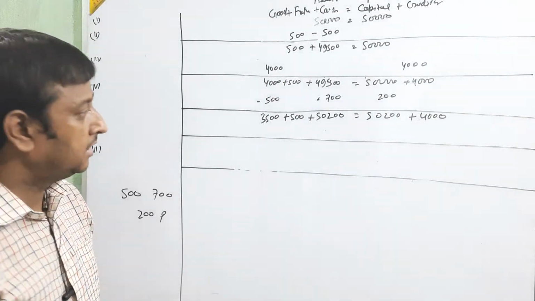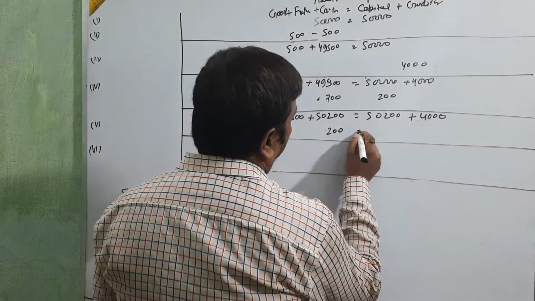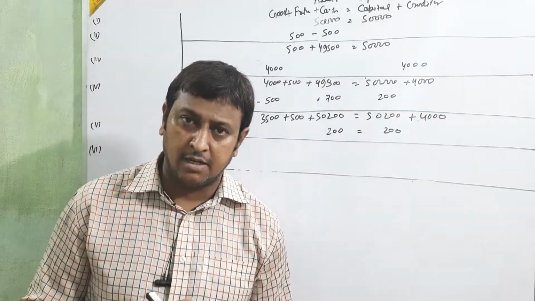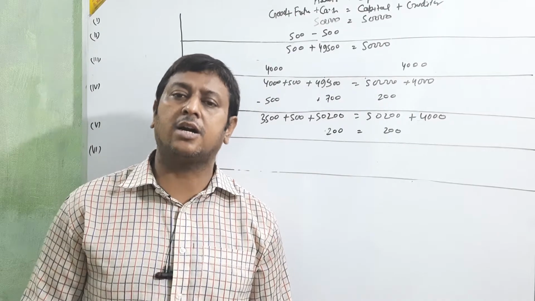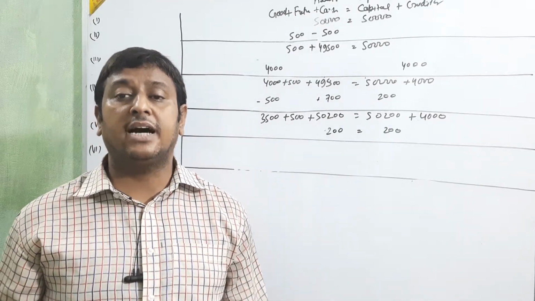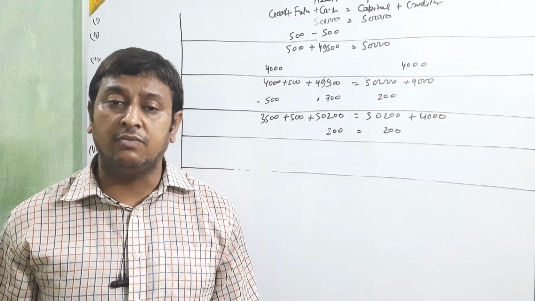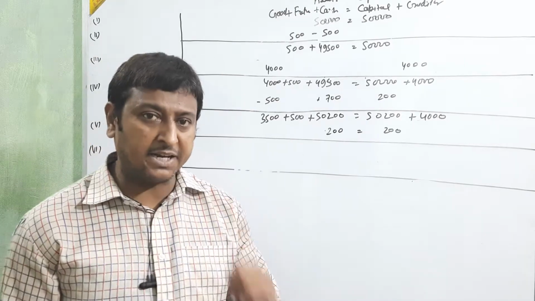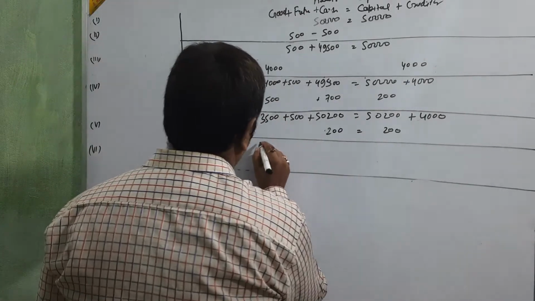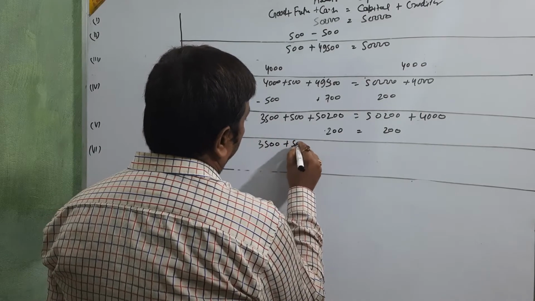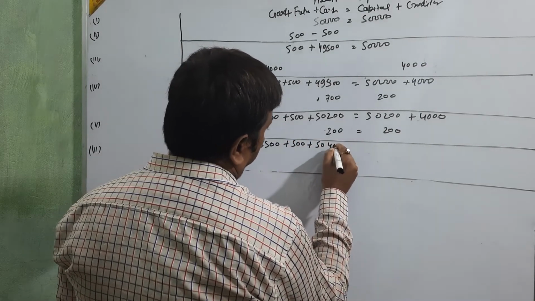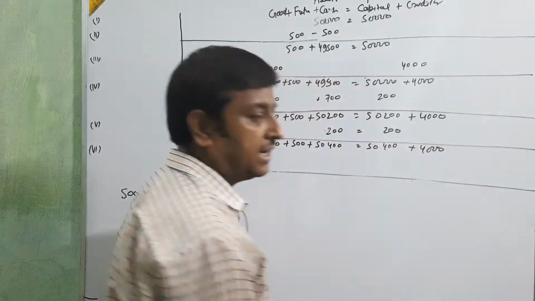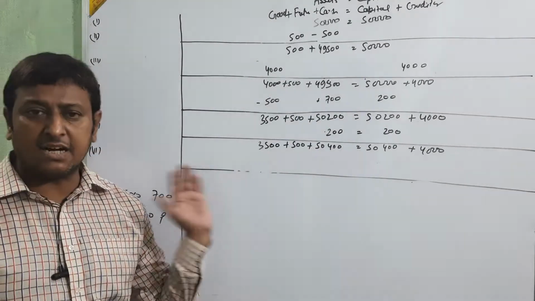Received rent 200. Any type of income we receive, we are going to add in both cash and capital, beta. Okay, then 3,500, 500, 50,400, plus 4,000. Clear? Up to this is clear or not?